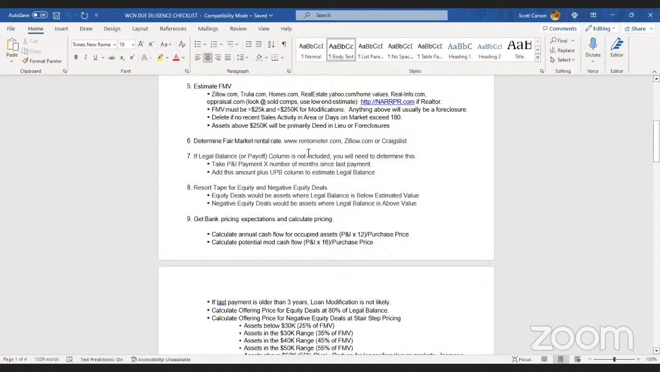Use rentometer.com, Zillow, or Craigslist if you can't find somebody on there. Like I said, I'll type in a 3-bedroom, 2-bath and put the zip code on Craigslist, and that will often give me some solutions. Rentometer is usually the best source for us. Zillow would be number 2.